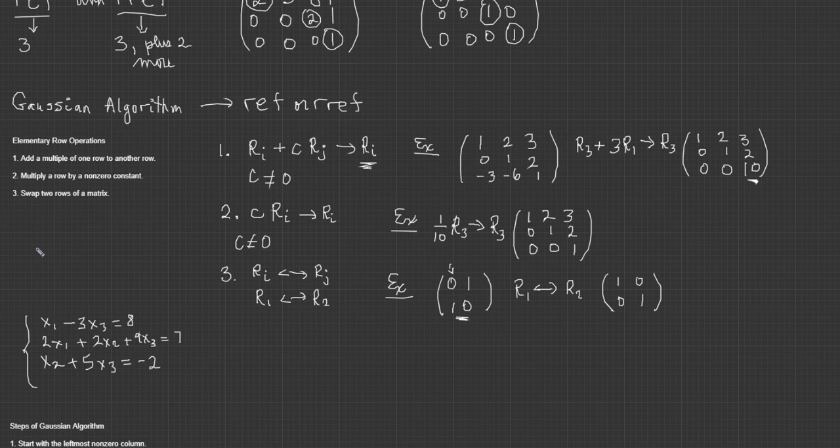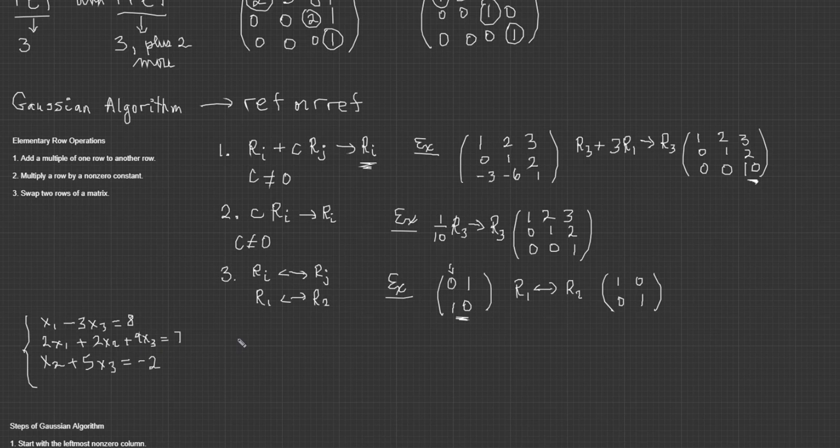So now that we've gotten a grasp on the elementary row operations, these are going to form the foundation for how we can apply the Gaussian algorithm. And we're going to do this by solving a system, which I've written here on the board, and we're going to turn this system into a matrix.